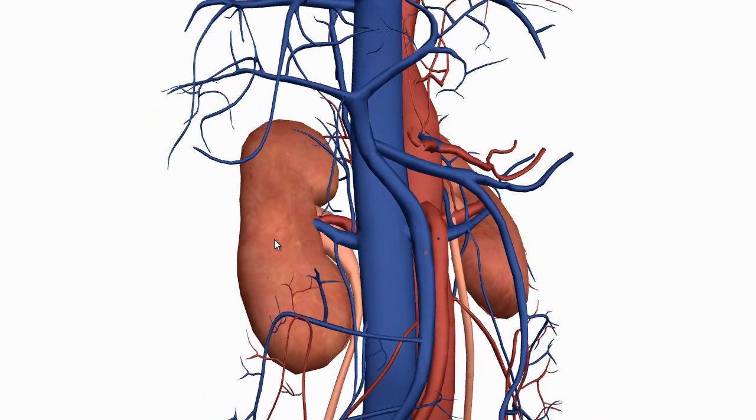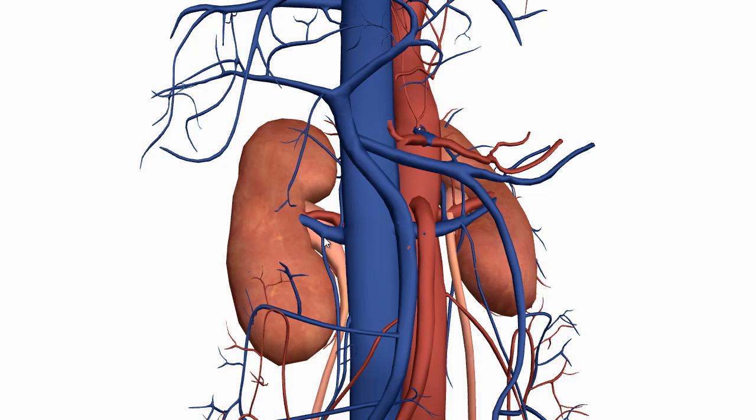So the order of the structures passing into the hilum from anterior to posterior is vein, artery and ureter.